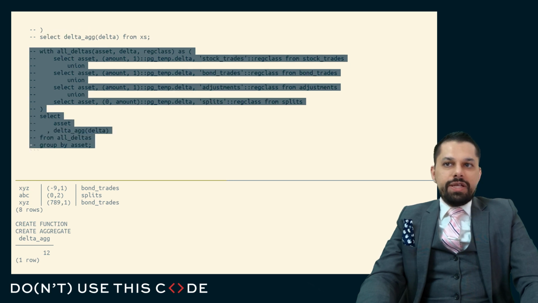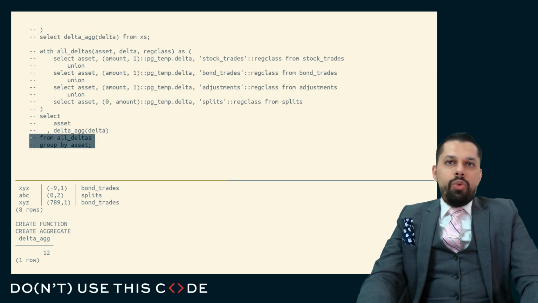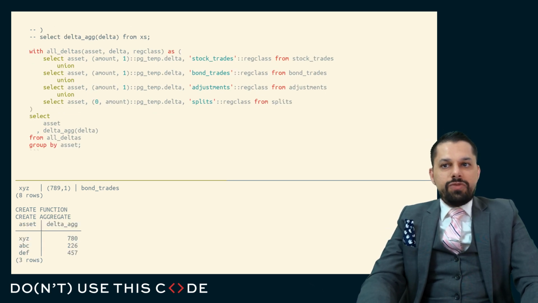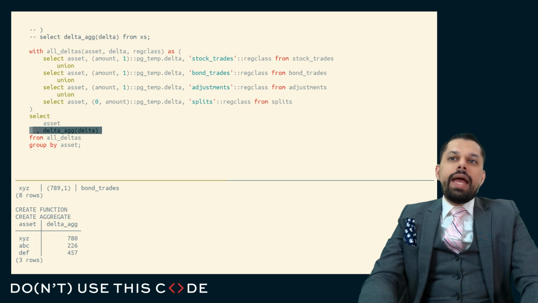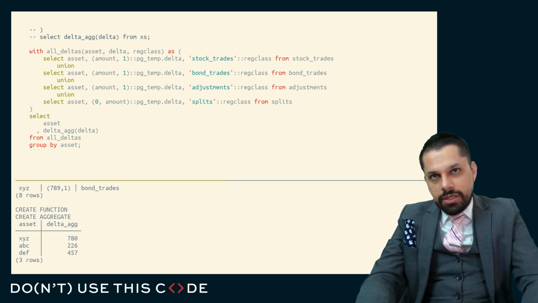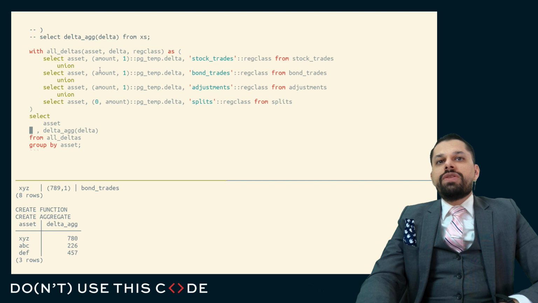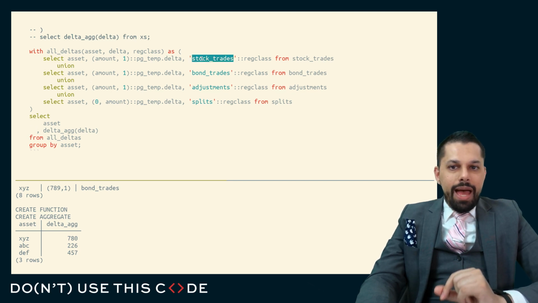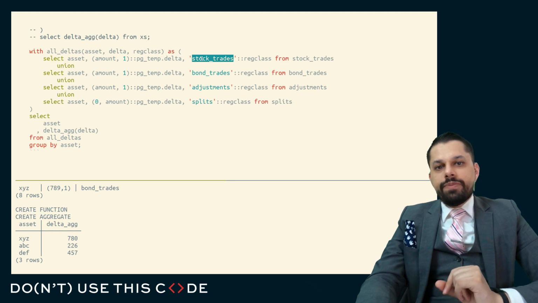We were advised of certain dividends. We had to do certain adjustments to make our books tie out. We did these trades, and we could represent our portfolio in this fashion: each asset and the aggregation of each of the deltas that we get from each of our source tables. This is one of the powerful things that we can do with custom types in Postgres.